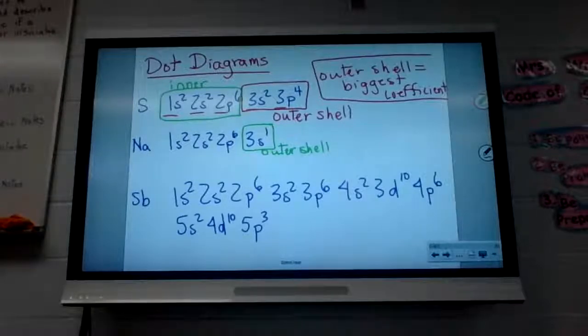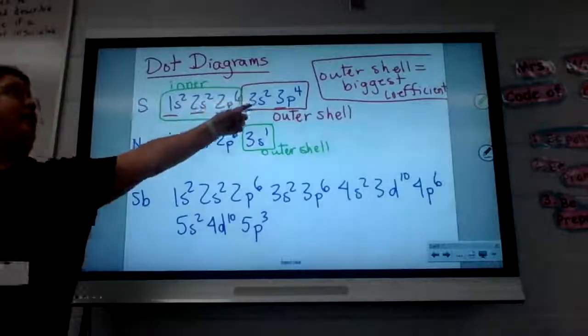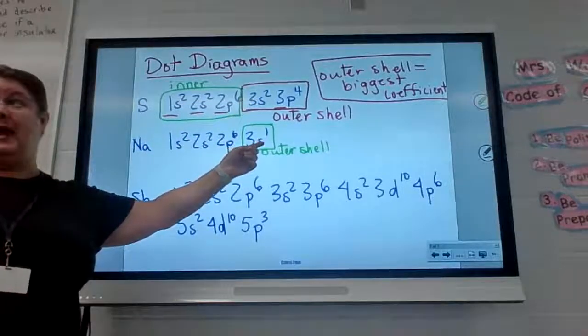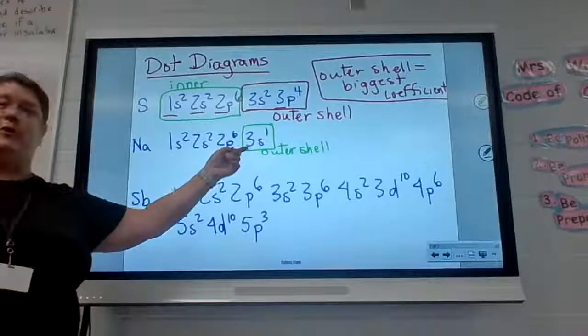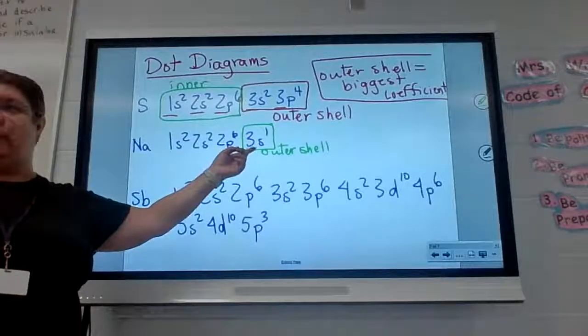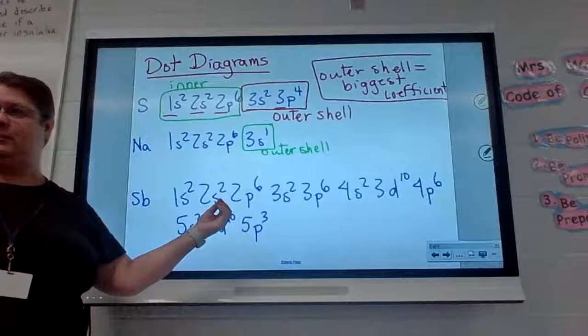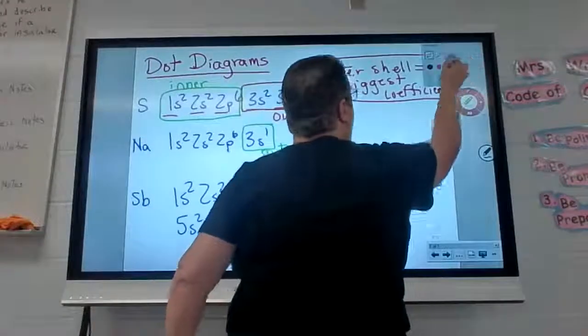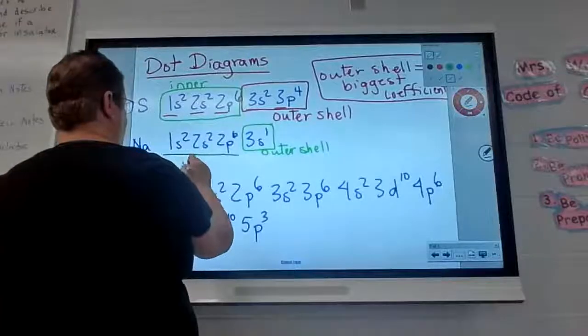We always have an S and a P together like you did in this one. No, sometimes it might just be a singular S, like Zaria said in the sodium when she said 3S1. It's just 3S. That means all the rest of this junk right here is inner.